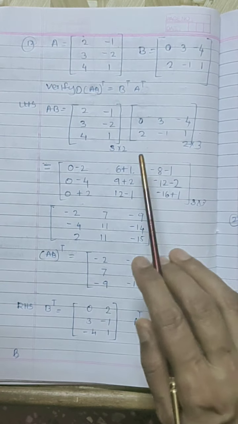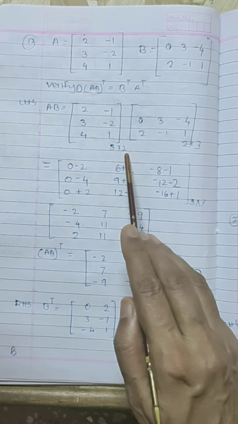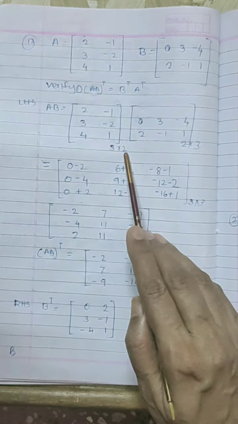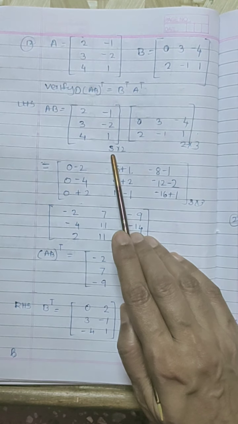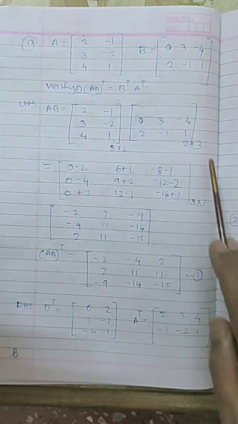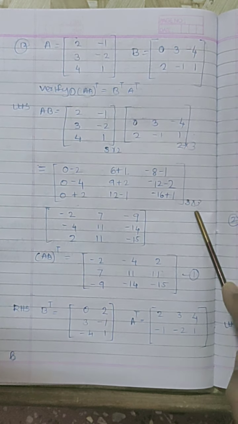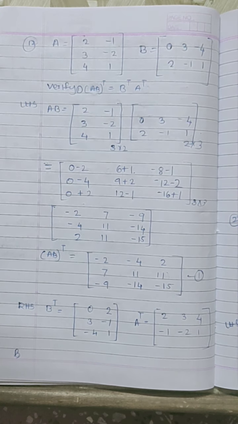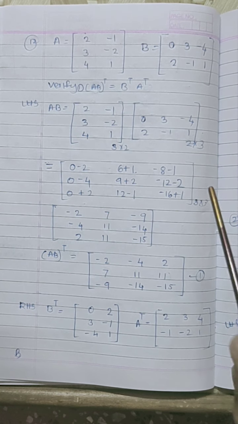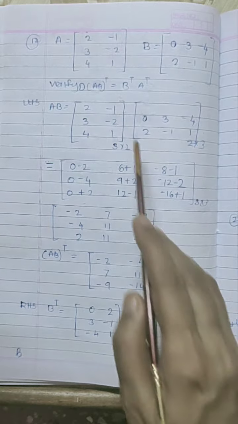Then do its multiplication. So this is of order 3 by 2 and this is 2 by 3. So this 2 and 2 are the same, so the resulting matrix will be of order 3 by 3. Write down the order first, so the multiplication will be easy. Now see how to multiply.